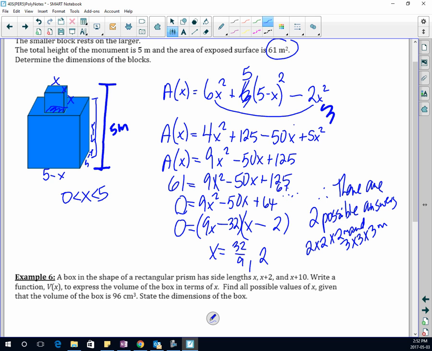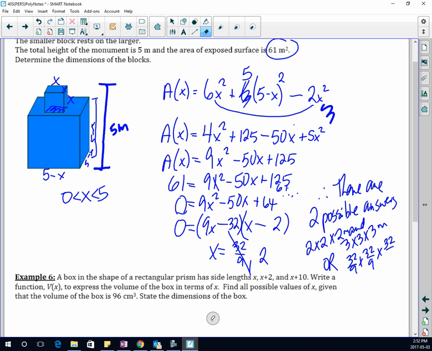Well, that's the other block, the big block, right? If I take 2 away, I get a 3 by 3 by 3. Or, oh, the 32 over 9, yuck. 32 over 9 by 32 over 9 by 32 over 9. Oh, but if that's the smaller block, 32 over 9 is how much? 9 goes into that 3. So that'll make this the bigger block. Do you see that? So, I'm just saying if this has to be the smaller block, then we are going to reject that because it's going to be this.